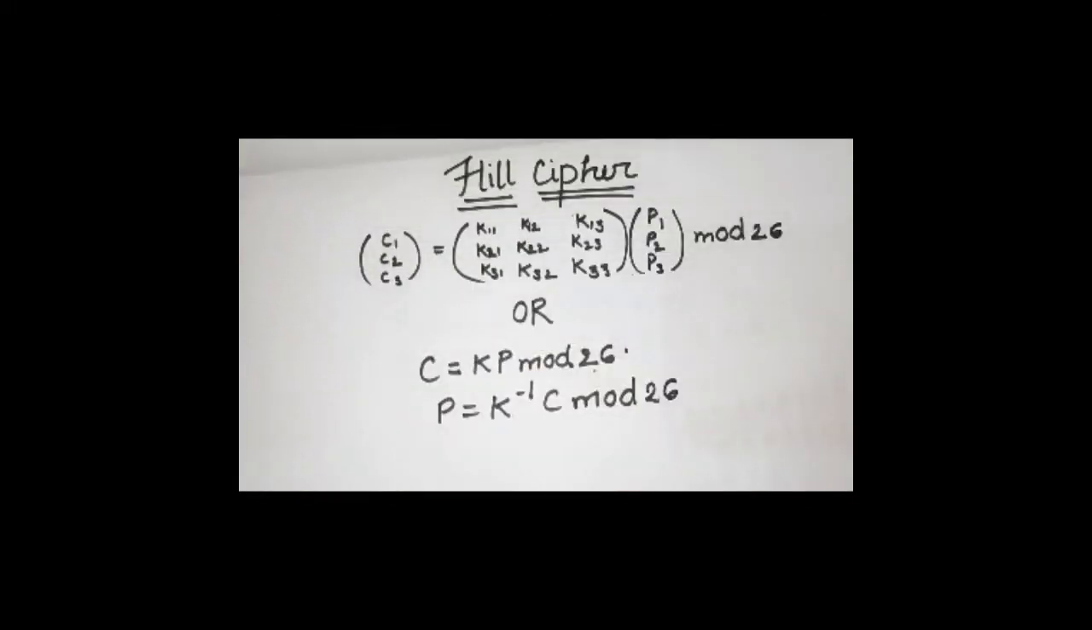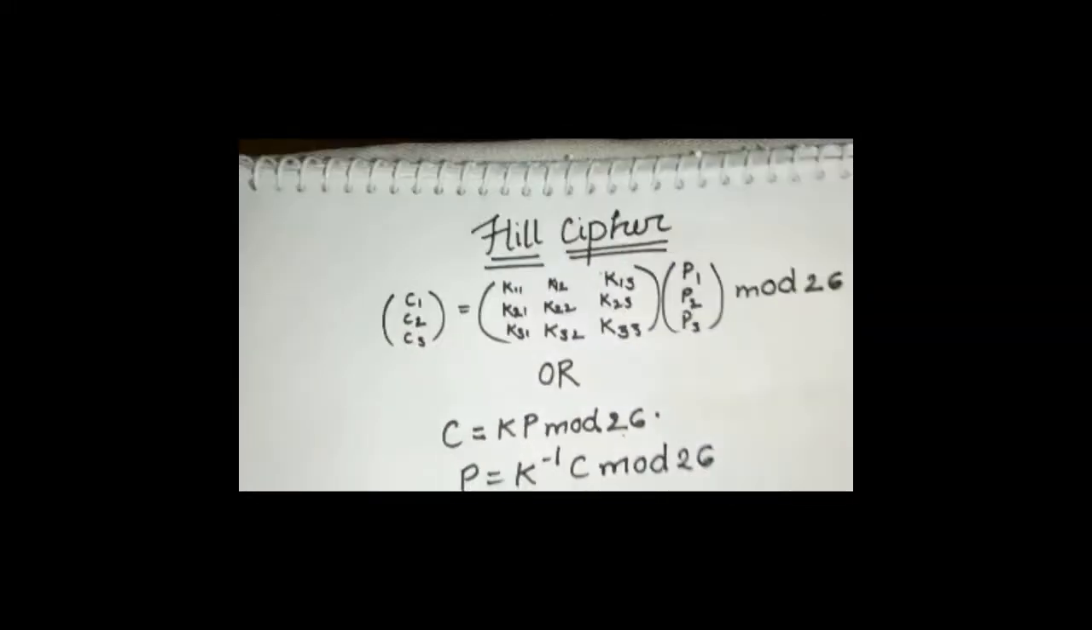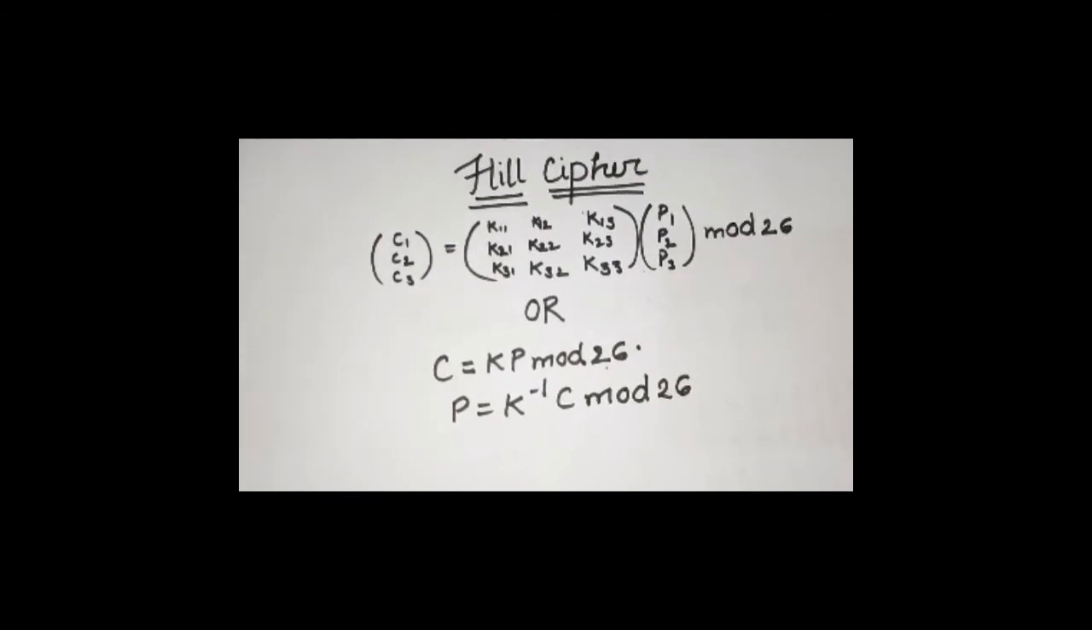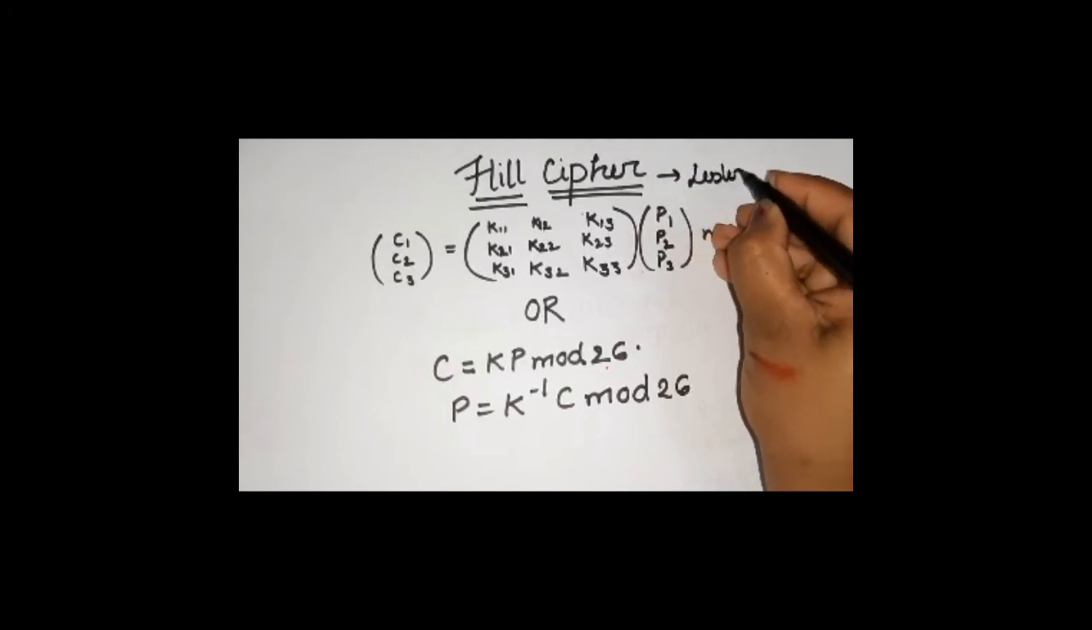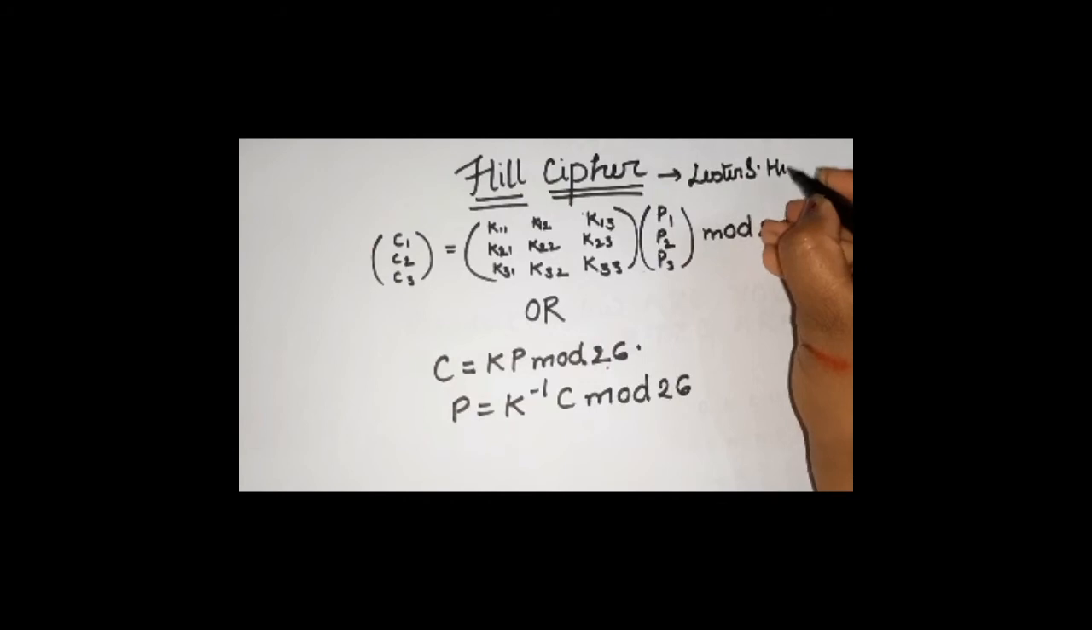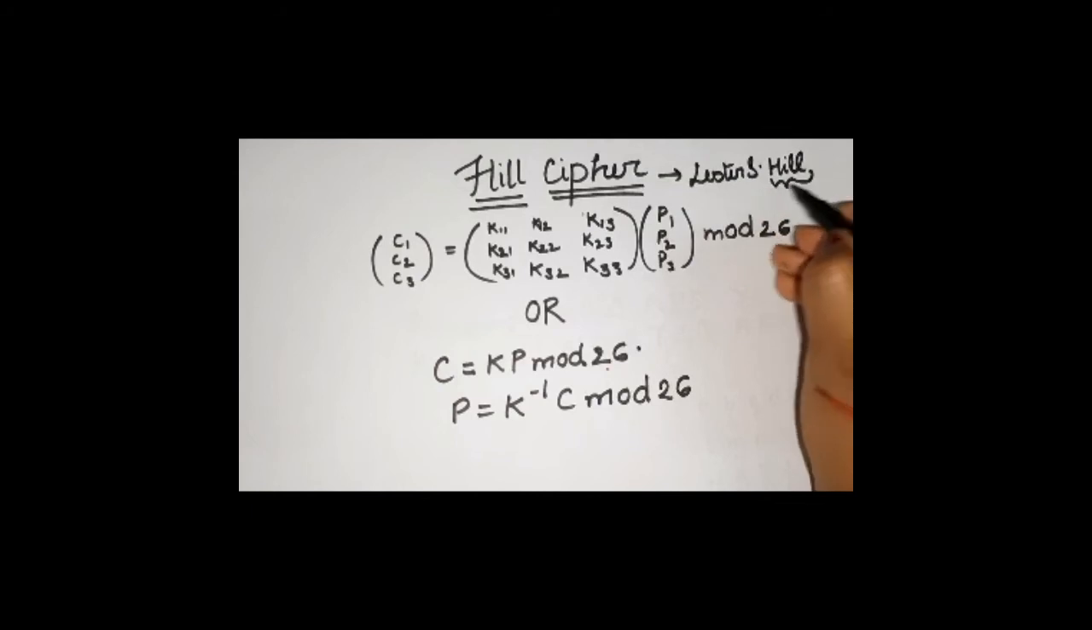We'll be moving ahead to the second technique, which is the Hill cipher. Okay, Hill cipher is again a polyalphabetic substitution cipher technique. It is based on linear algebra. Always remember, it was based on linear algebra. It was invented by Lester S. Hill. So the name comes from this person who actually invented the Hill cipher technique.